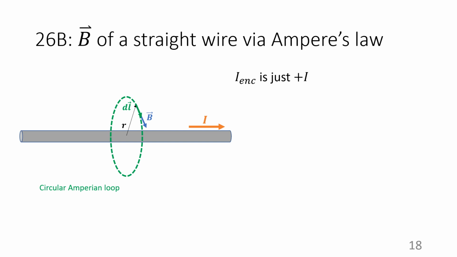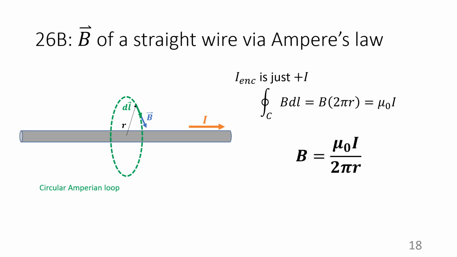Dealing with the right-hand side of Ampere's law, we easily recognize that I enclosed is just plus I, remembering that our choice of dl flow aligns the positive current with the current that we have. Combining the left-hand side and the right-hand side, we get the following equation. B times 2 pi r is equal to mu naught times I. From there, we can isolate B to give us the final answer. B being equal to mu naught times I divided by 2 pi r. Noting that this is the exact result we got from Biot-Savart law without having to employ lengthy integral calculations.